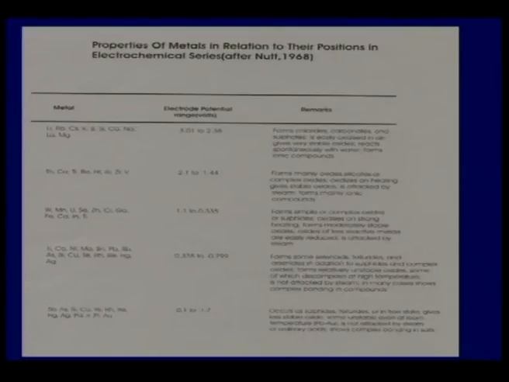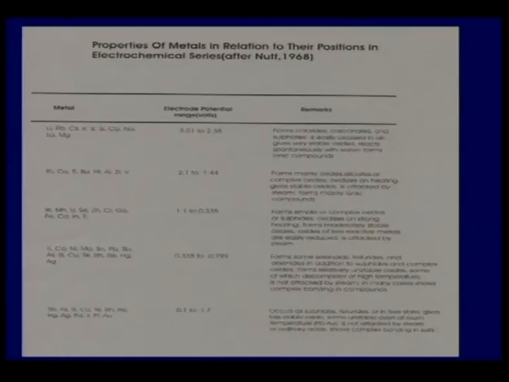If you look at the first group, which is led by lithium, the electrode potential value is 3.01 to 2.38. These metals form chlorides, carbonates, sulfides. They are easily oxidized in air. They give very stable oxides, react spontaneously with water and form ionic compounds.